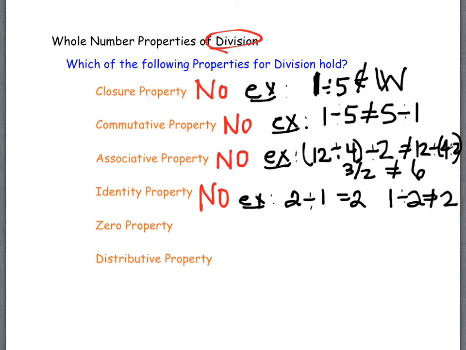Do you remember what the 0 property was? If anything is multiplied by 0. Yep, so what do you think the identity property would look like in a parallel form to this? Anything divided by 0. Yeah. So anything, let's use 2. What happens when I do 2 divided by 0?